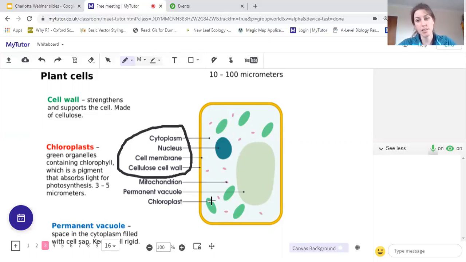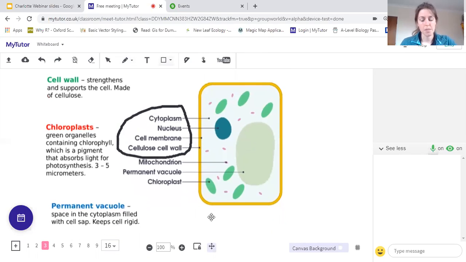Plant cell itself is much bigger than an animal cell, 10 to 100 micrometers, so some of them are quite a lot bigger. And finally, the third additional feature of the cell that you need to remember for plant cells is the permanent vacuole. I'll just move this up a bit so you can read that text a bit better.